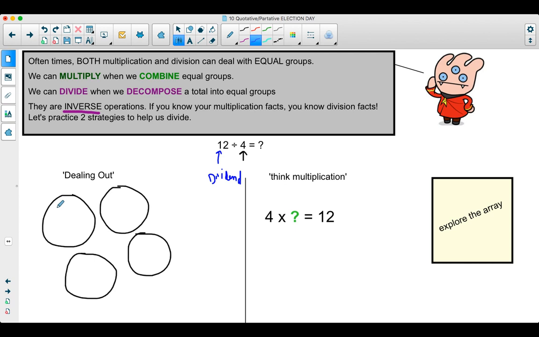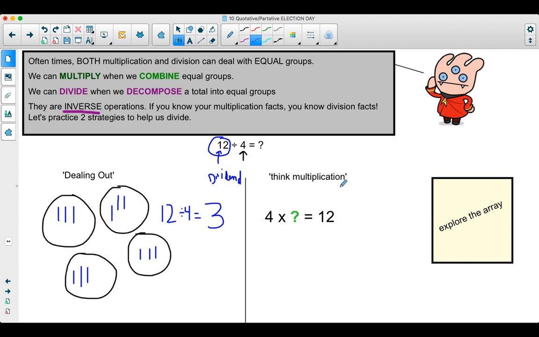So I'm going to deal out 12 chicken wings. 1, 2, 3, 4, 5, 6, 7, 8, 9, 10, 11, 12. Stop! I got to my dividend. I'm going to stop dealing. And I can see, oh, there are 3 in each group. So 12 wings divided among 4 friends equals 3 per friend.